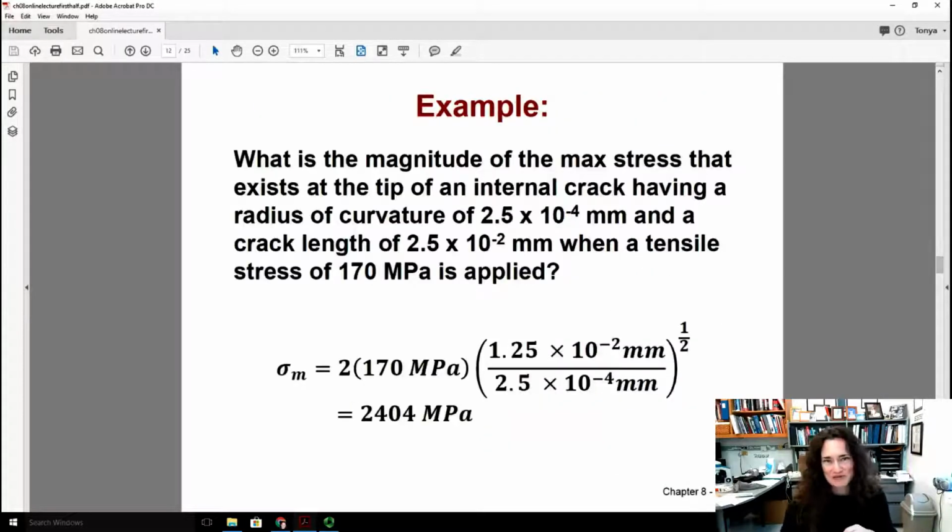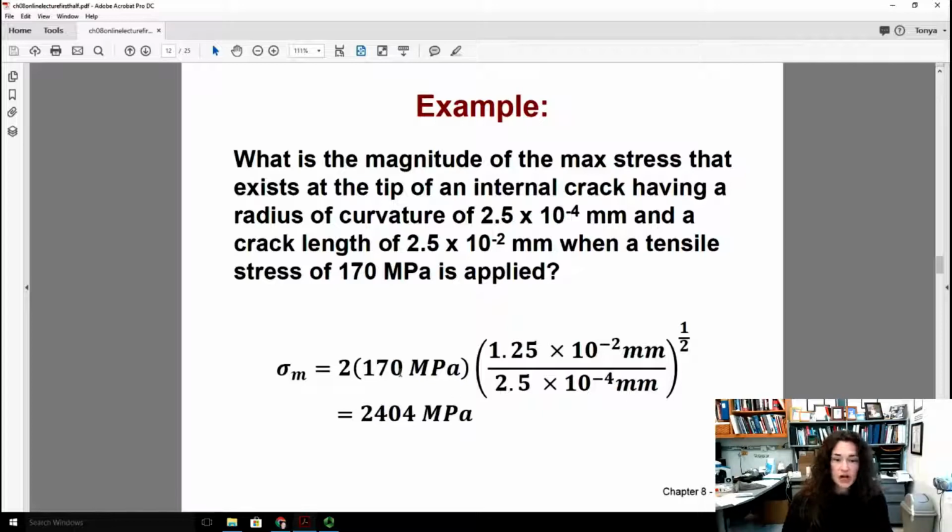Okay, now let's do an example problem. So what's the magnitude of the maximum stress that exists at the tip of an internal crack having a radius of curvature of 2.5 times 10 to the minus 4 millimeters and a crack length of 2.5 times 10 to the minus 2 millimeters, where a tensile stress of 170 megapascals is applied? So here we're going to calculate sigma m.